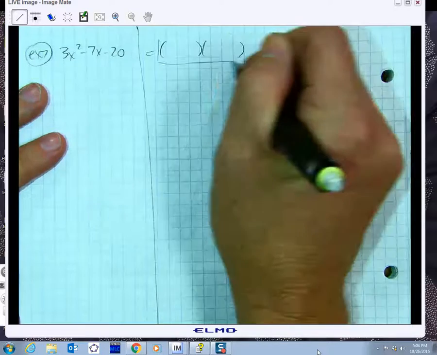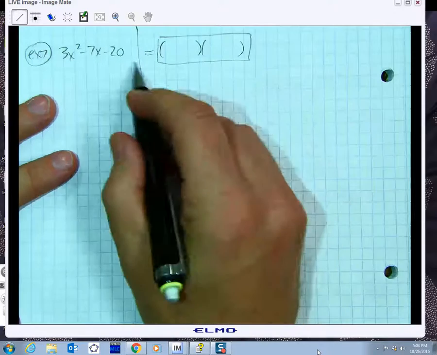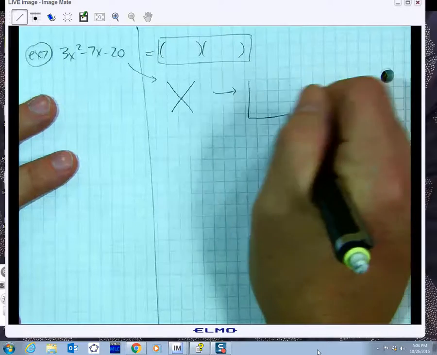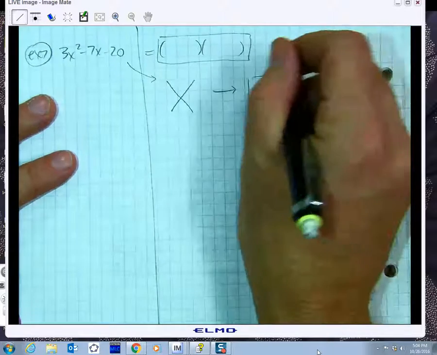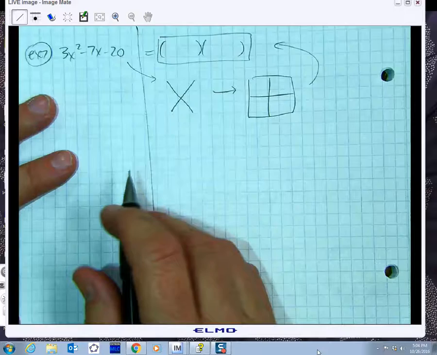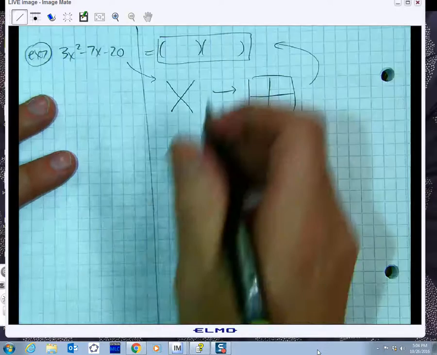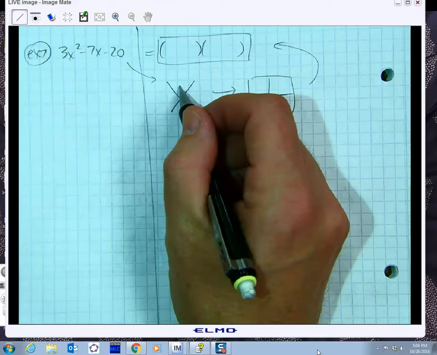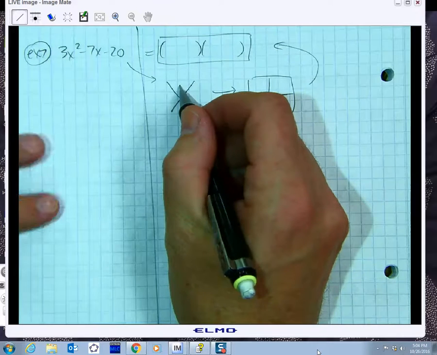Hopefully you can see all right. We're going to go to the diamond, then to the box, then back to the answer. Diamond, box, answer: DBA. What goes at the top of this diamond right here? Don't say negative 20. On the count of 3: 1, 2, 3. Yes, negative 60. Good job.